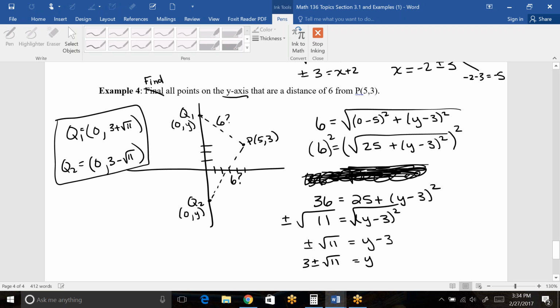Now if I wanted to get a decimal approximation for these, I could. That's going to be bigger than 3 but smaller than 4, because square root of 9 is 3 and square root of 16 is 4. So this is going to be about 6 point something, and then this would be 3 minus 3 point something, so this is going to be about negative point something. So I've actually drawn my triangle a little bit wider this time than it would be. But again, I just draw the picture to help me frame up what my points are going to be called.